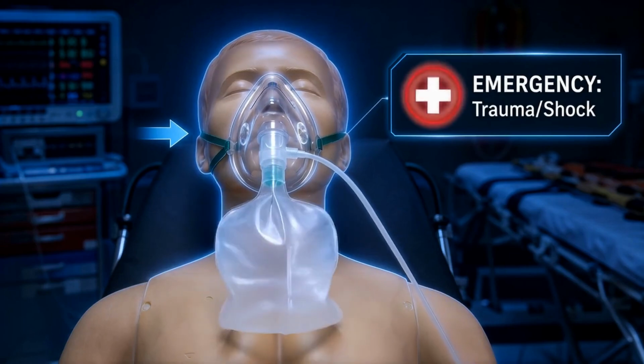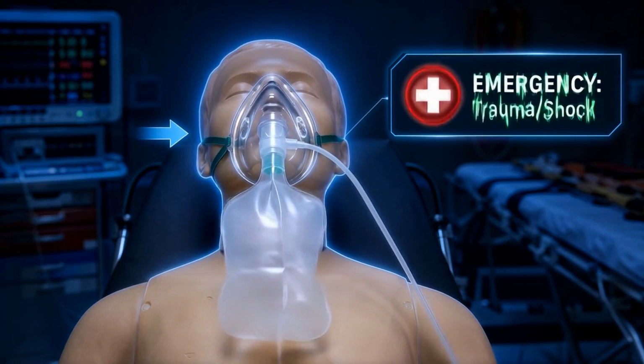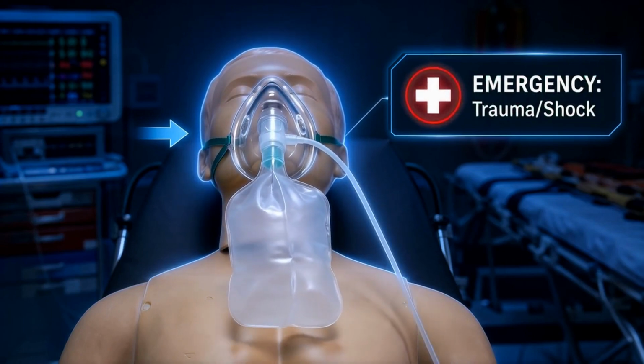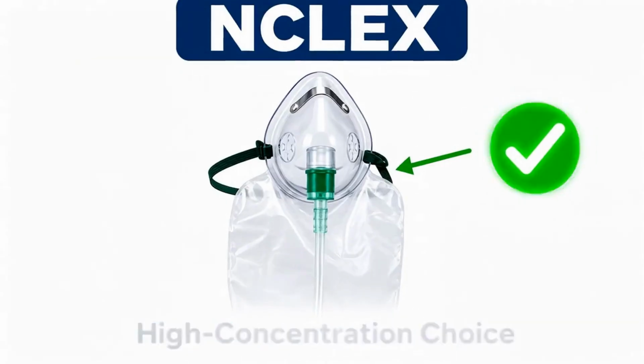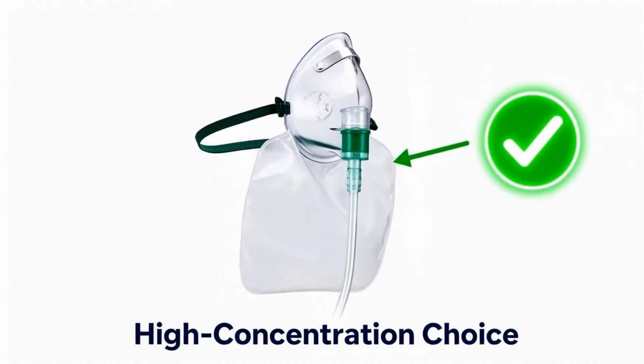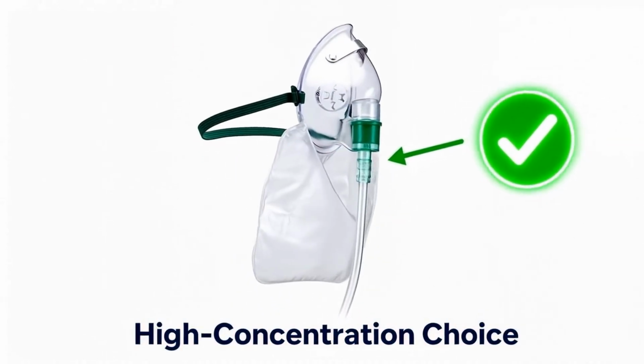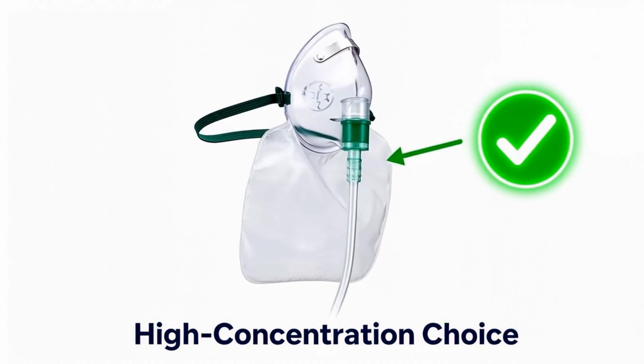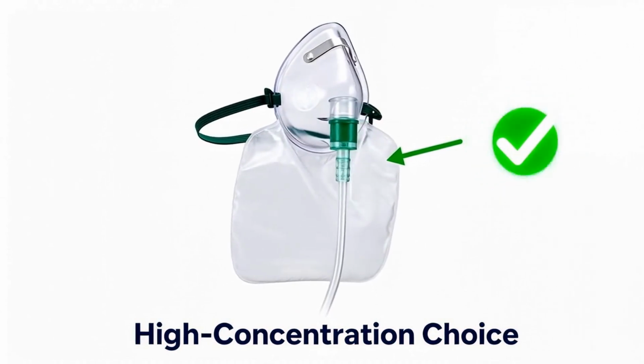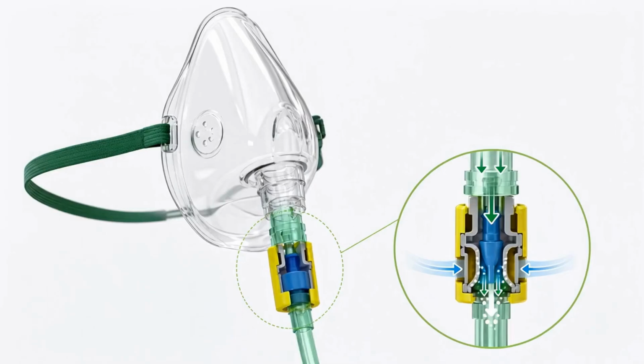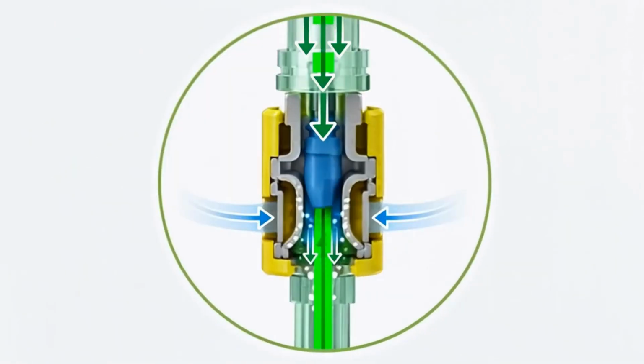Think of trauma, shock, or severe hypoxia, where the patient is critically unstable. When you see an NCLEX question about a patient needing immediate, high-concentration oxygen to survive, this is your primary answer. Finally, we have the Venturi mask.